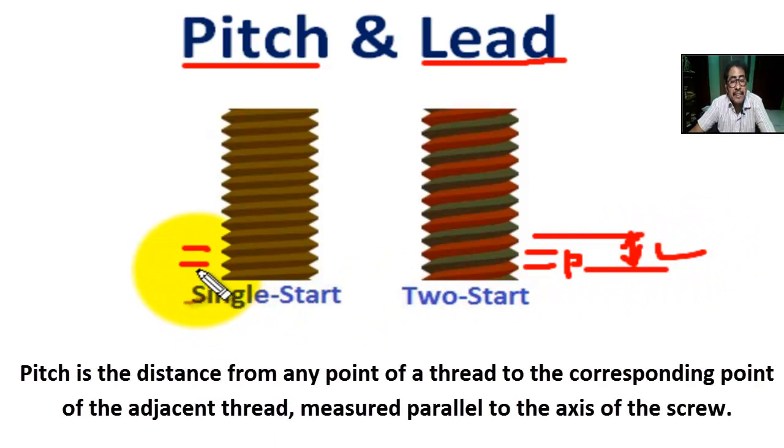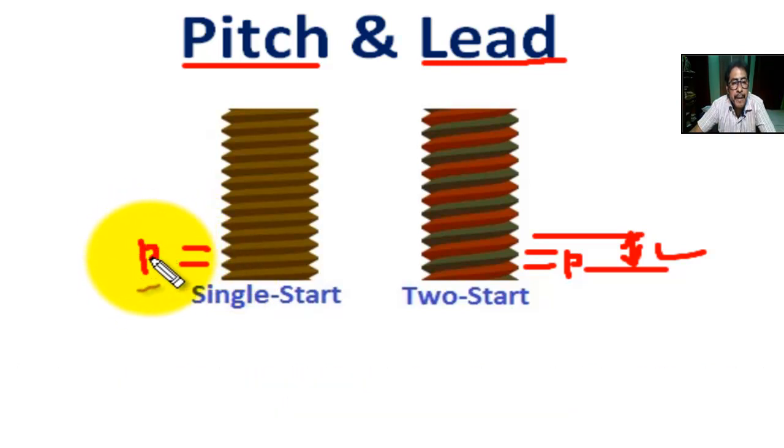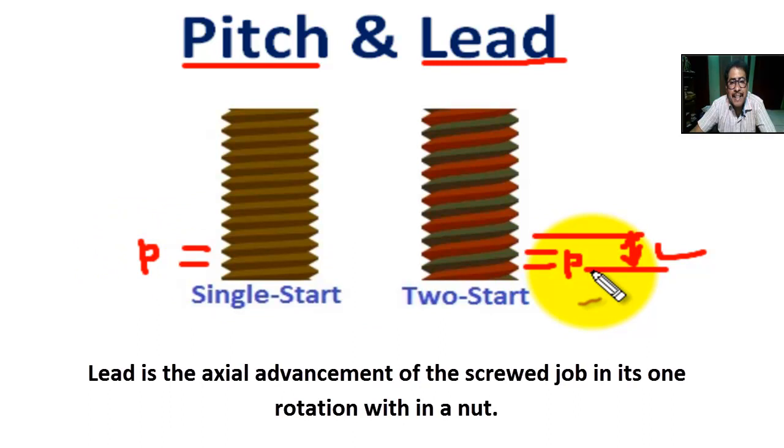Pitch is the distance from any point of a thread to the corresponding point of the adjacent thread measured parallel to the axis of the screw. This is pitch. What is lead? Lead is the axial advancement of the screwed job in its one rotation within a nut.